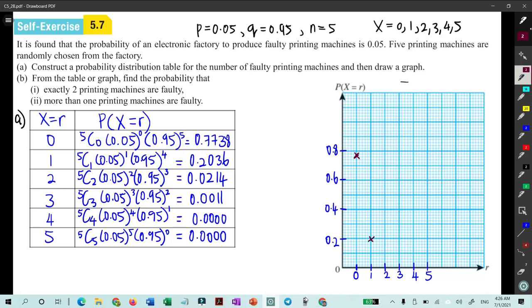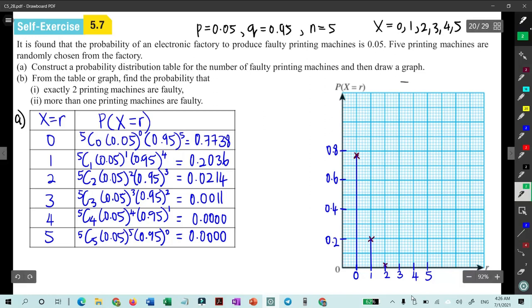0.002. Okay, it's going to be one small box, and the rest very small until you cannot mark on the graph. Okay, and this is what we get.